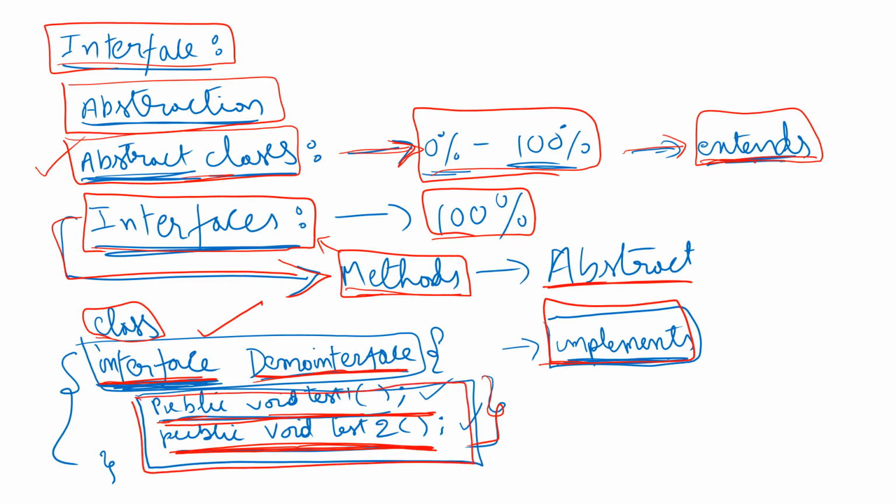There is one thing you have to remember here. We don't provide the keyword abstract, but since these methods are in an interface, these methods are by default abstract. Even though we don't provide any abstract keyword here, these methods are by default abstract. Now let us see an example for this one.